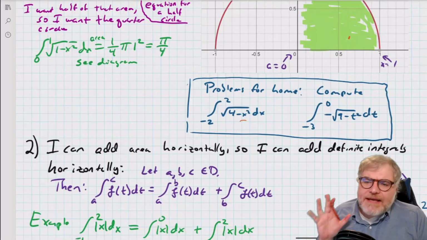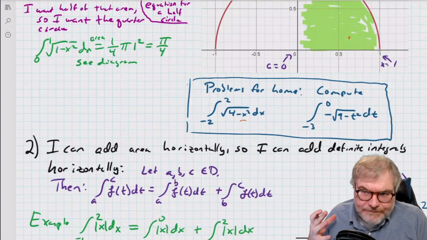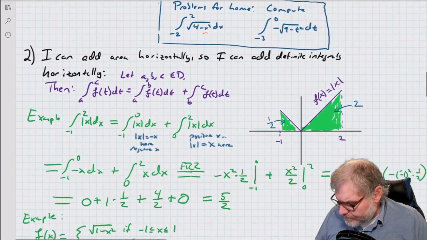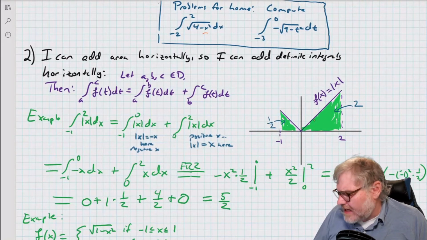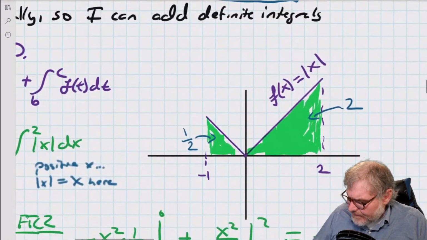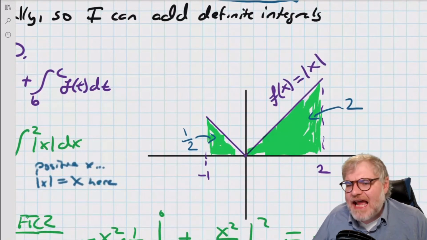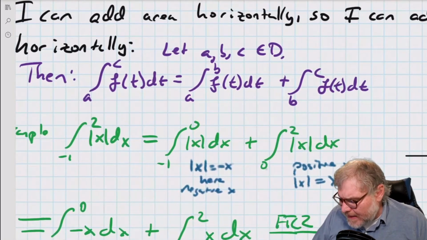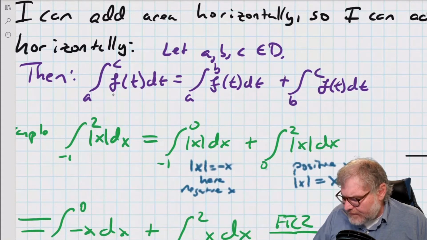Okay, well, because this is area, I can add horizontally. In other words, I can take this piece here and add that piece there. So this right here is f of x equals the absolute value of x. And what I have is 2 triangles, and I can add those. But this has a very technical meaning. It means that the integral from a to c of f of t dt equals the integral from a to b of f of t dt plus the integral from b to c of f of t dt.